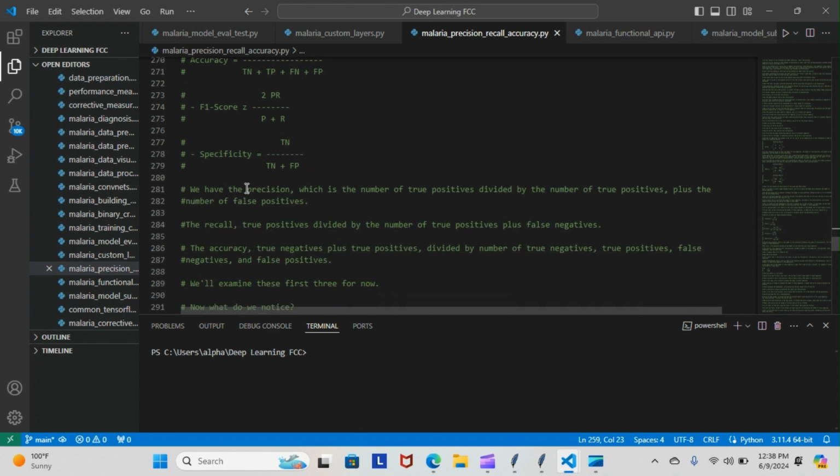For the first one, we have the precision, which is the number of true positives divided by the number of true positives plus the number of false positives. For the recall, we have true positives divided by the number of true positives plus the false negatives, and so on and so forth. It's the same thing we just explained. I just wrote it out here.